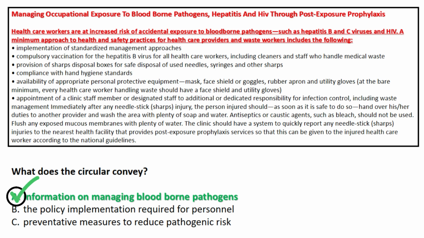In summary, option A is correct because it aligns with the paragraph's statement about the circular conveying information on managing bloodborne pathogens. Options B and C are incorrect because they do not fully capture the main focus and content of the paragraph, which centers around managing bloodborne pathogens and providing guidelines for handling needle stick injuries.